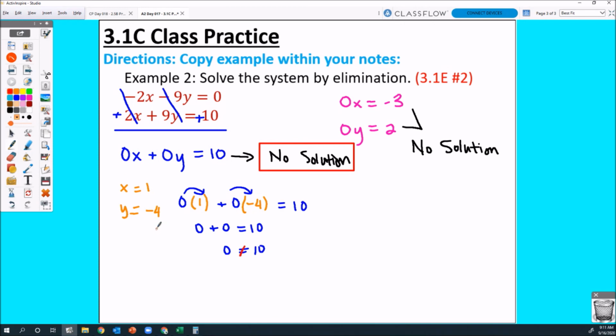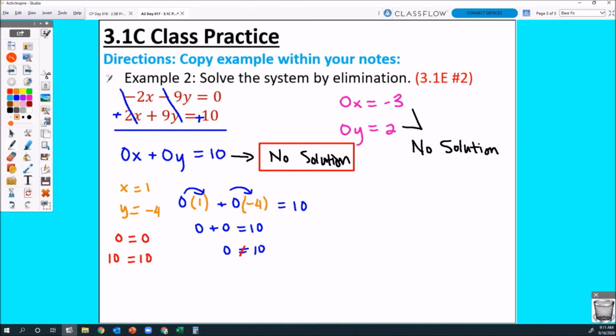Again, the only way you have a true statement is if it's either 0 equals 0 or 10 equals 10. In this case, we don't. So that's why, regardless of whichever x value and whichever y value you use, it's going to be a false statement, because with 0x and 0y, the left side will always come out as 0, and it will never equal 10. So that's why you have no solution. So this is the work explaining why you have no solution.